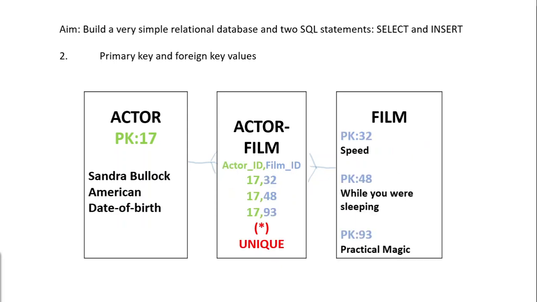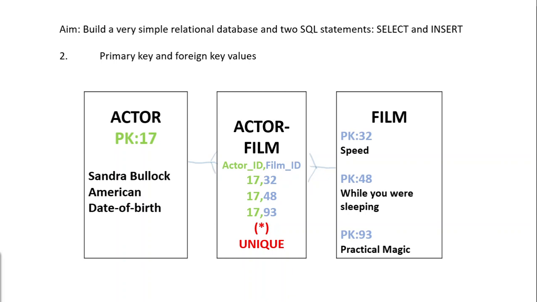In the test data, I've identified 3 films that Sandra Bullock appeared in: Speed, While You Were Sleeping, and Practical Magic. These films have the following primary key values in the film table: 32, 48, and 93. So how does the linking work?